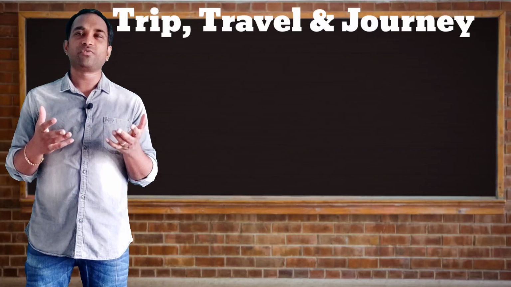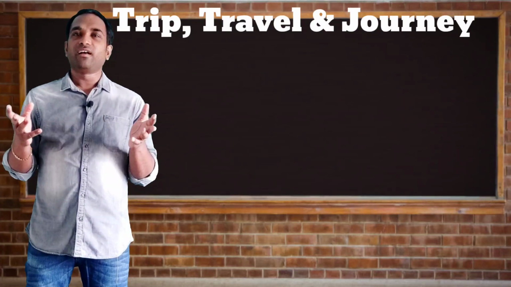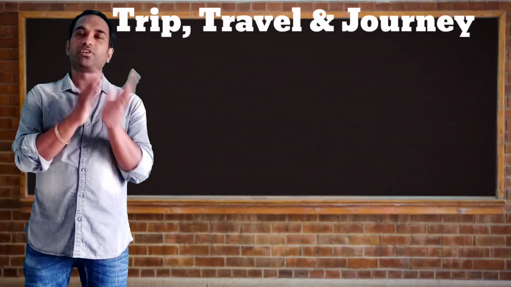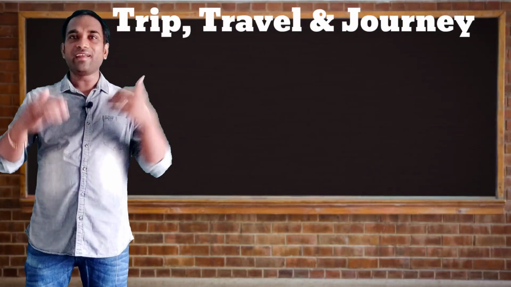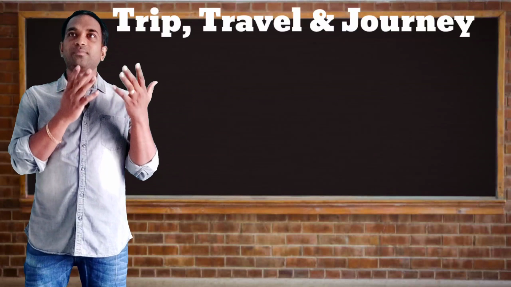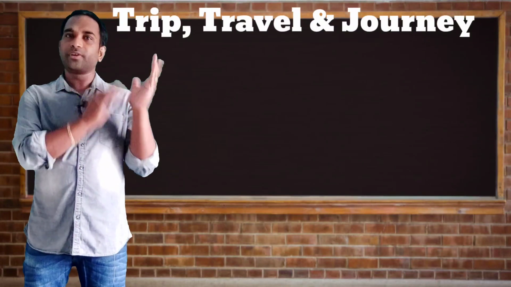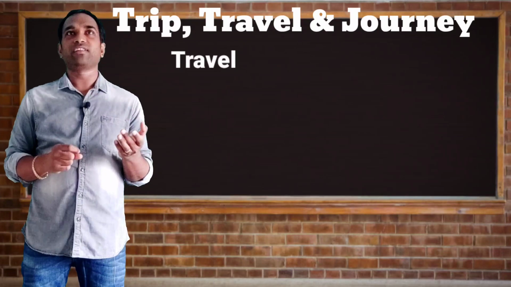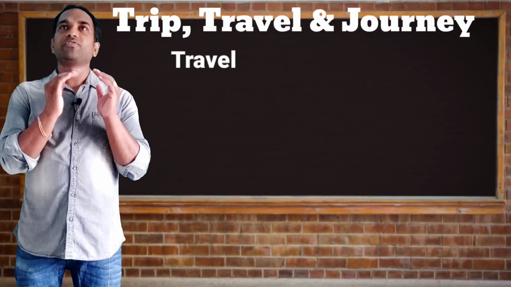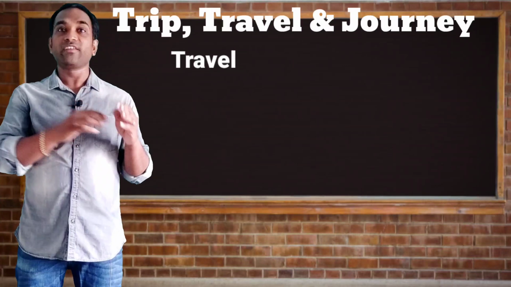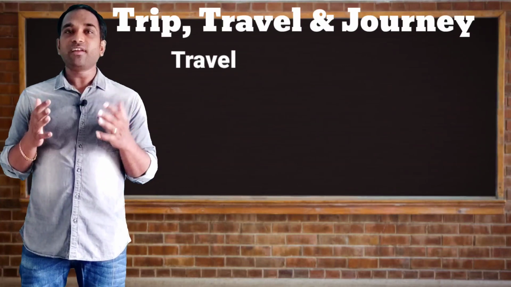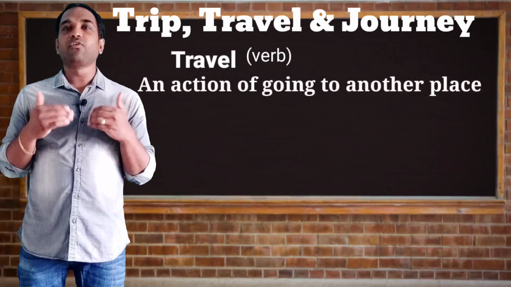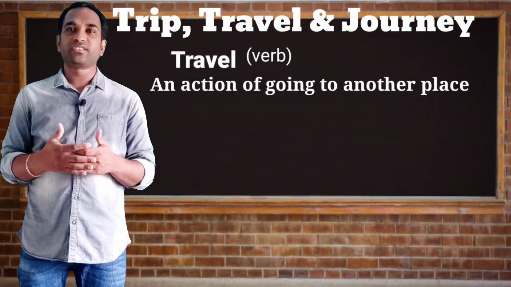Trip can be used as a verb but with a different meaning. Let us not talk about that meaning in this session. We are only talking about trip, travel and journey and the differences. So that trip and the other meaning, let us keep it aside for some time. And travel, what is this travel then? Trip is for a shorter duration and it's a noun. Then travel is a verb. Travel is a verb, an action of going to another place.